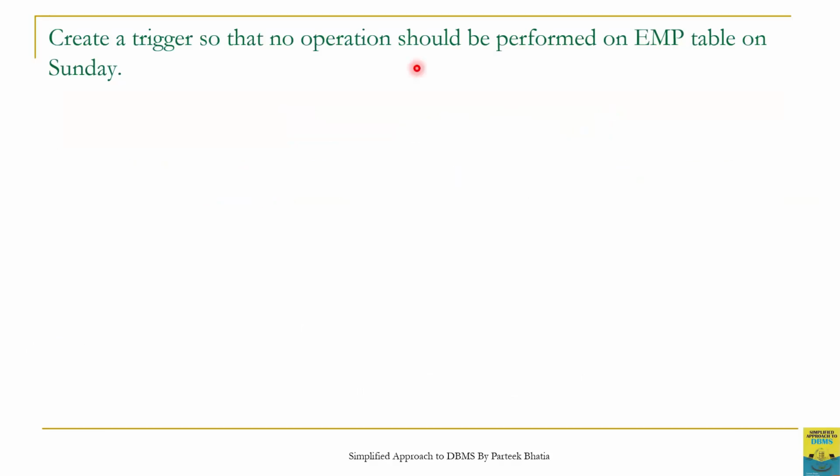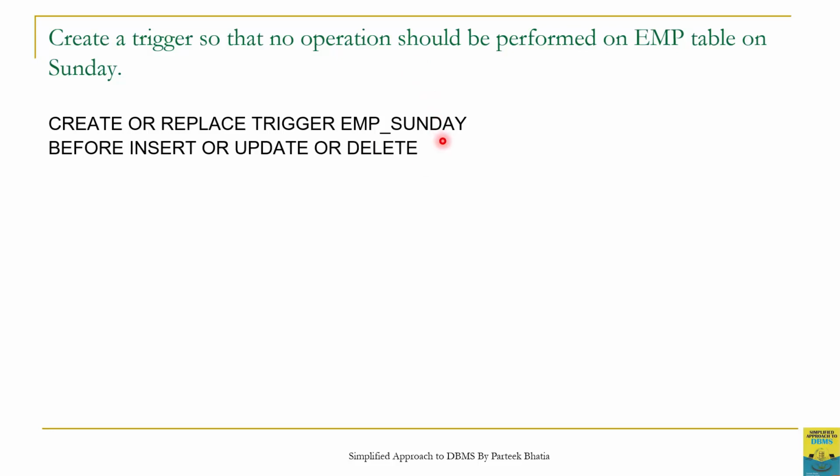In the previous session, we have discussed the code of a trigger so that no operation should be performed on the employee table on Sunday. For this, we have written the trigger. This trigger fired before every insert, update or delete operation on the employee table. The level of this trigger is statement level.